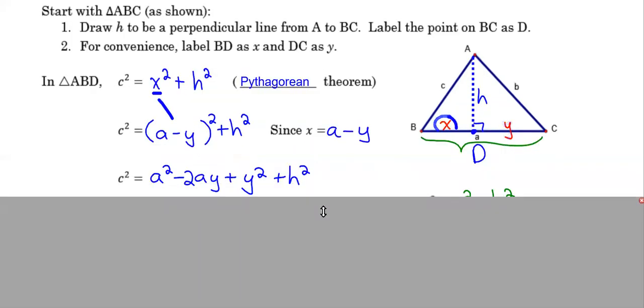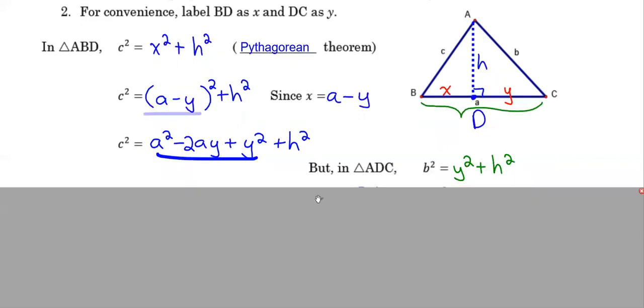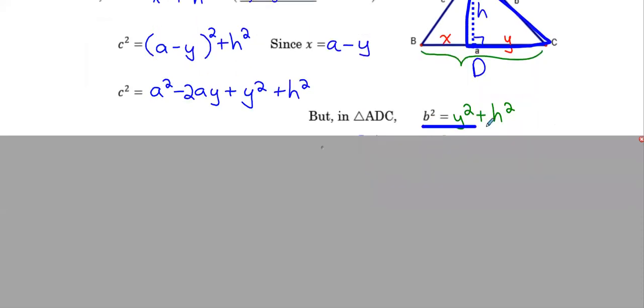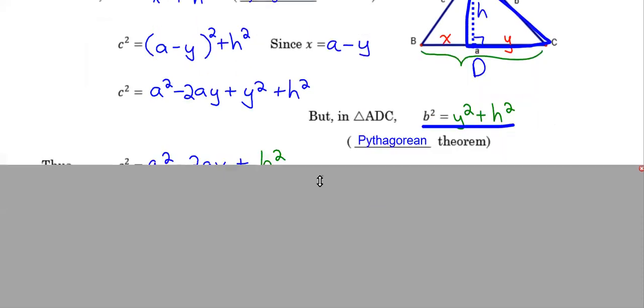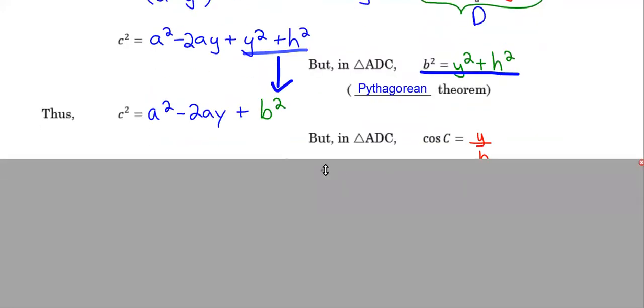So what that allows us to do is to create a new formula. This is just expanding, using the distributive property and coming up with a new formula. But then there's a replacement that can be done in terms of triangle ADC. So using the other triangle now, this one up here, you can get a new formula for b squared. And then you can do a little bit of substitution. The y squared plus h squared can be replaced with b squared because of this Pythagorean relationship in the triangle.